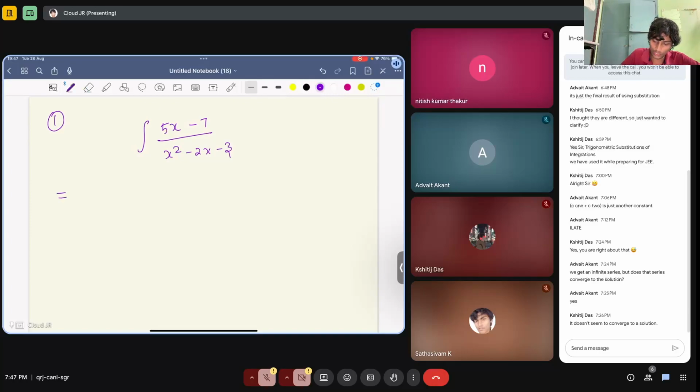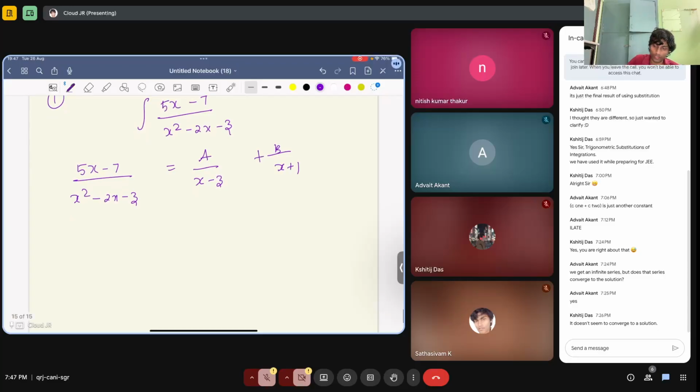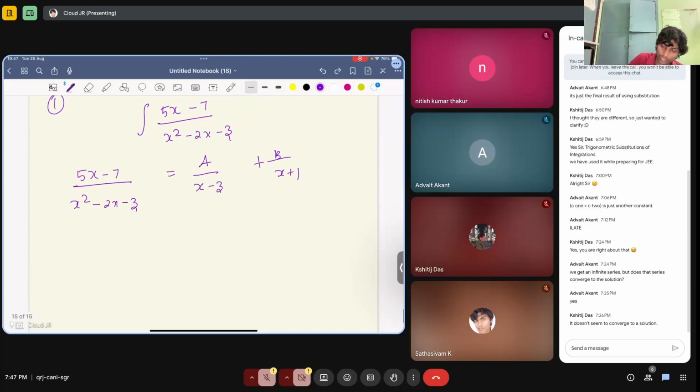So you take the term 5x minus 7 over x square minus 2x minus 3 and write it as a over x minus 3 plus b over x plus 1. Now you have to find what a and b are. So how do you find them? You just cross multiply these terms and compare. That's what you're going to do.